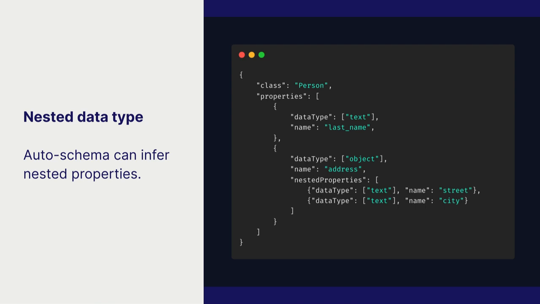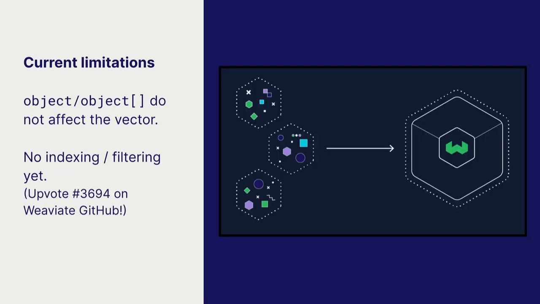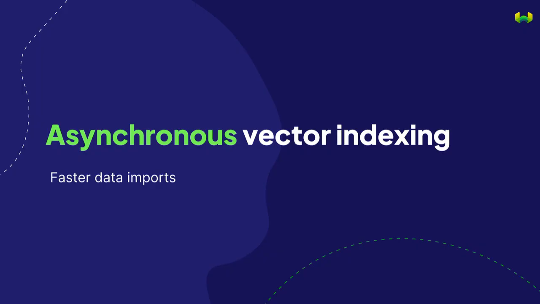Now, given that this is the first iteration of this feature, there are some limitations in 1.22. At the moment, data stored in these object data types doesn't affect the vector. And they're not yet indexed either, which means they can't be used for filtering. We're looking to add this feature, so if this is important, please upvote the feature on our GitHub issues.